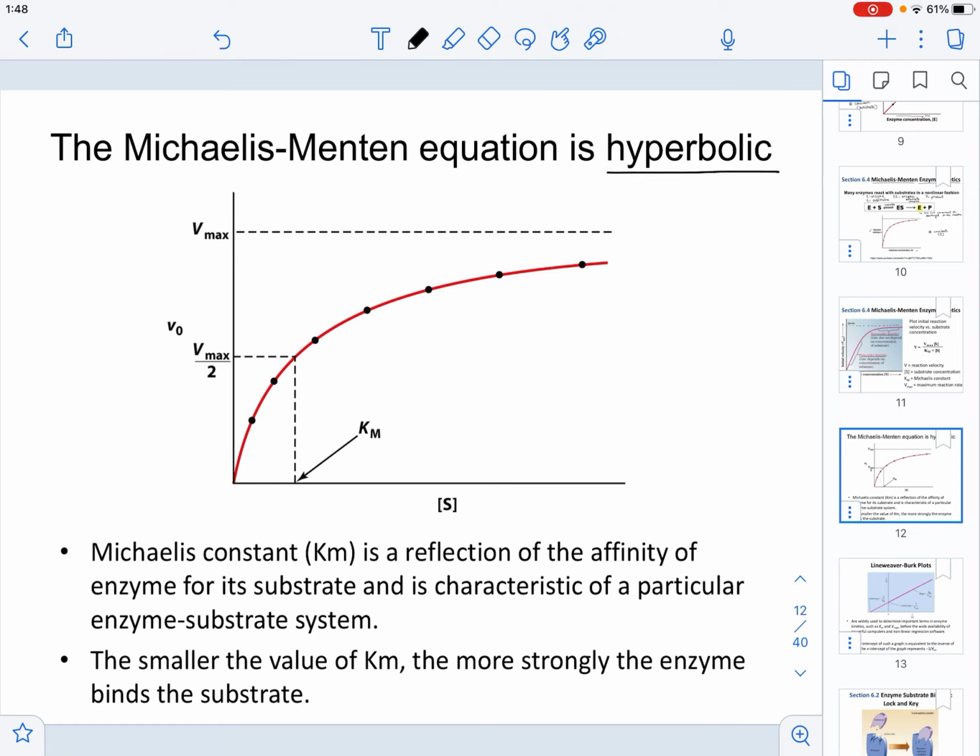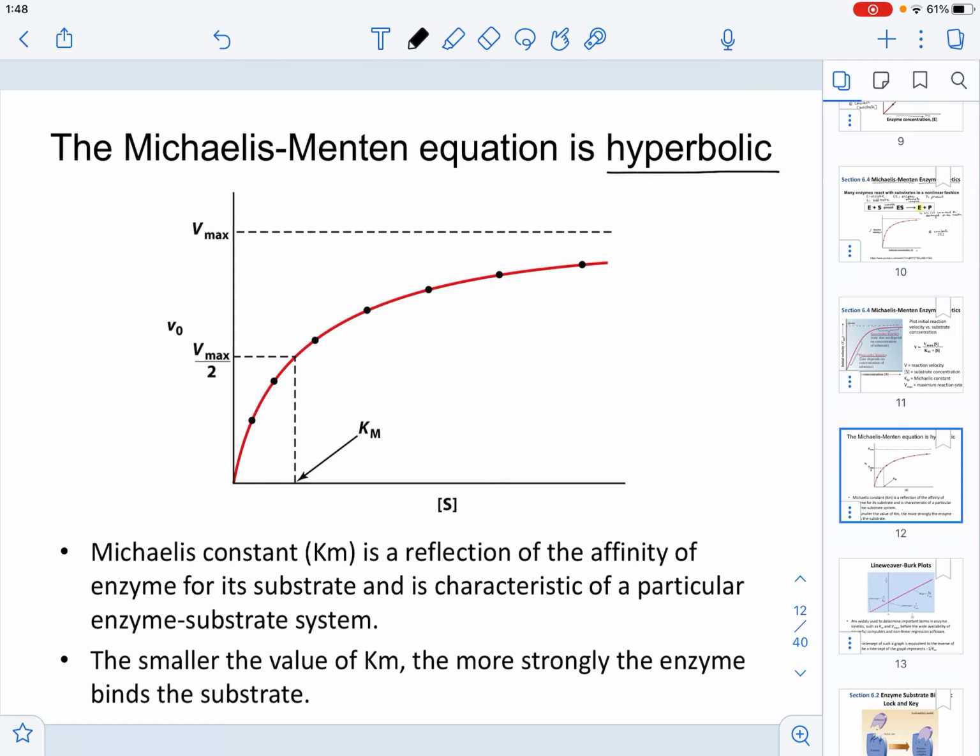Now, there is another model that is a little bit more dynamic, which is known as the induced fit model. In the induced fit model, understand that the enzyme is going to undergo conformational changes once it interacts with its substrate in order to accommodate it and then catalyze the enzymatic reaction.